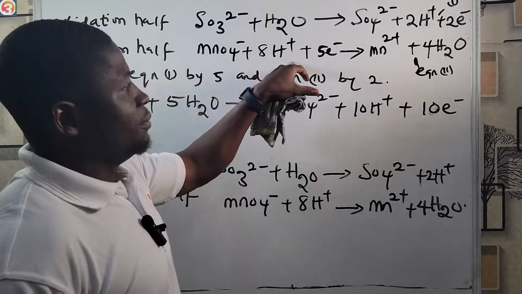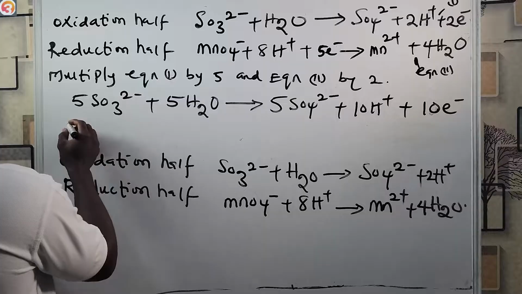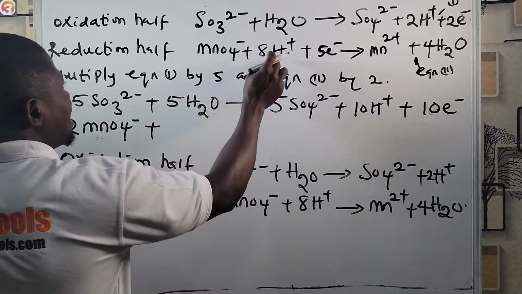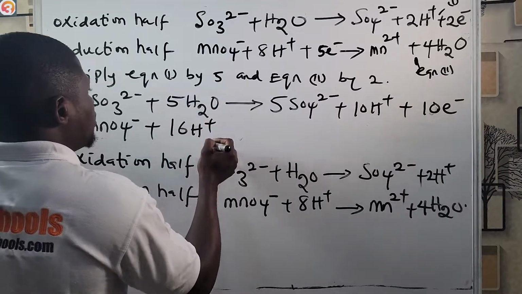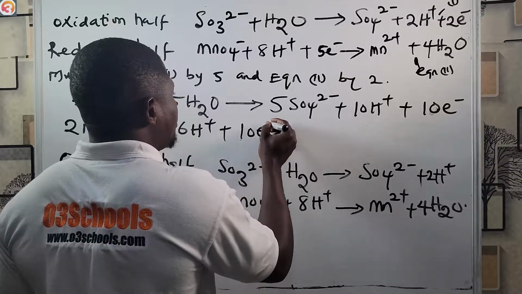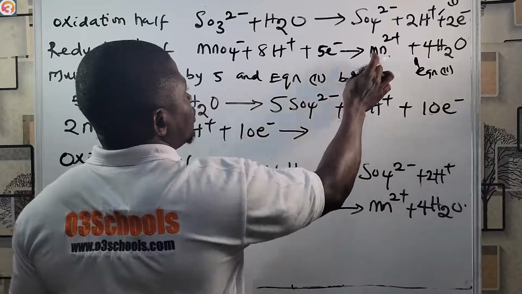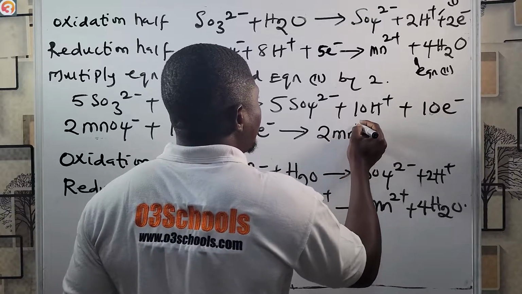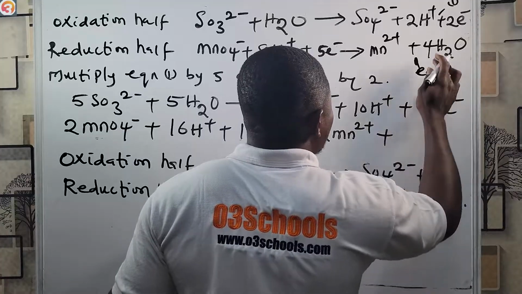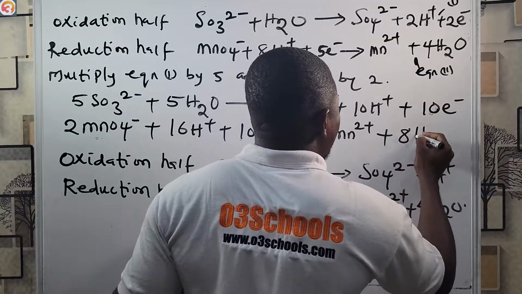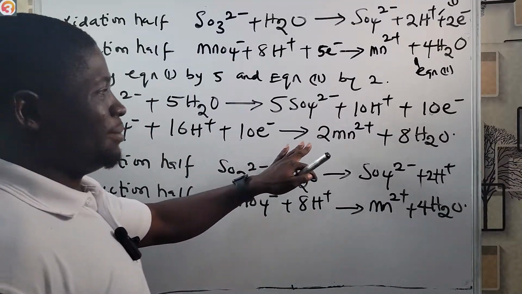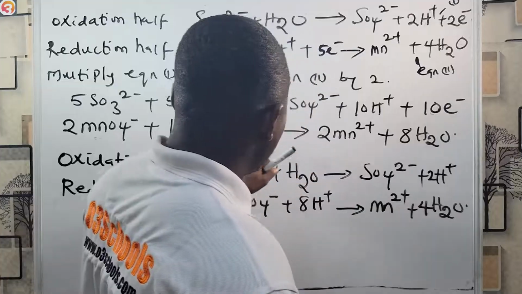Now let's multiply the other equation also by 2. 2 times this, I'm going to have 2MnO4 minus, plus 2 times 8 is 16H plus, then plus 2 times 5 electrons is 10 electrons. Then 2Mn2 plus, then plus 2 times 4 water molecules is 8H2O. So we have multiplied them now, and you see we have 10 electrons here and 10 electrons here.